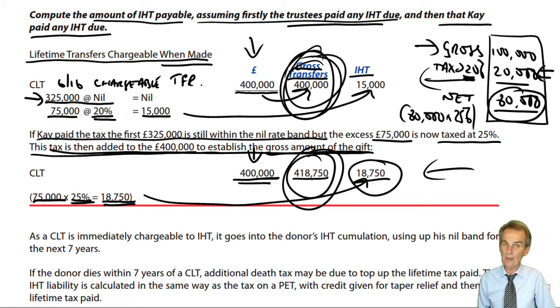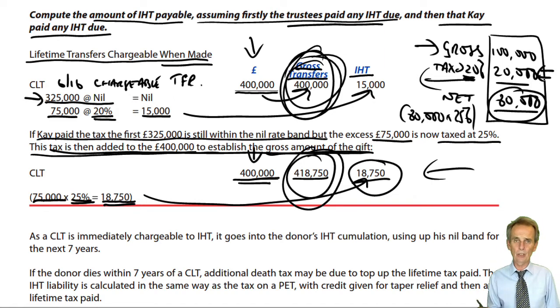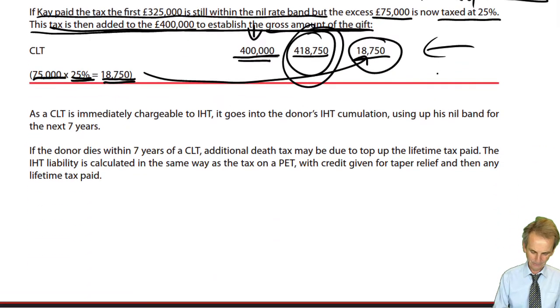Now, again, what lies behind the maths really doesn't matter. All you've got to do is to learn how to recognise when it's gross, when it's net, and to understand then that if you go above, as you will on one or other of the CLTs to deal with, the available nil rate band at that point in time, at that date when the transfer was made, then any excess above the available nil rate band is going to be taxed at either 20% or 25%. 20% if the trustees pay the tax, 25% if the donor pays the tax. Okay, those are the rules.